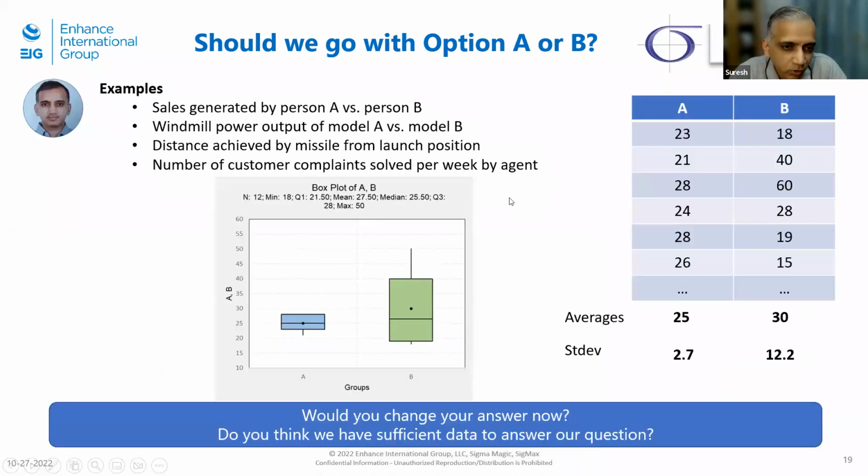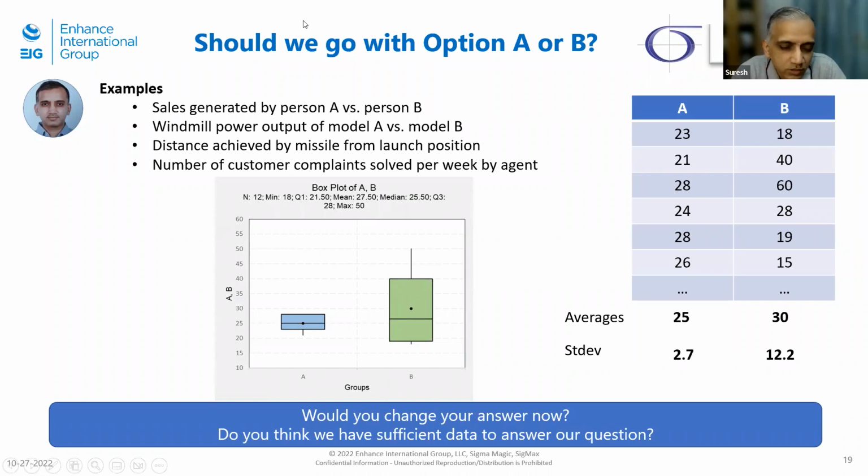So now let's look at the same problem, but include variability in our decision making. Here is some more granular data. On the right-hand side is a table that shows the individual sales generated by person A and the individual sales generated by person B. Of course, the average for person A is 25 and the average for person B is 30. We have also done a box plot of these two data sets, shown on the left-hand side. We can see that person A has a lot less variation, a smaller standard deviation compared to person B. However, person A has a lower average compared to person B.